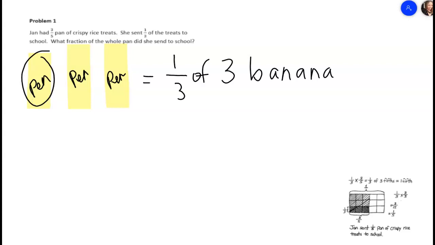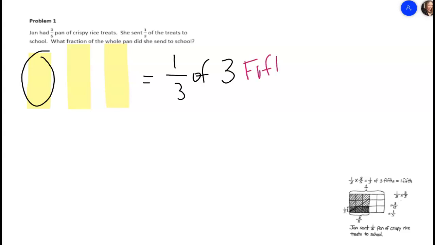We talked about pens and bananas, but what about if we took the bananas away and we called these fifths? What about if we call them fifths? Then the answer would still be the same, that 1/3 of 3/5 is 1/5, just like we said it was 1 banana.